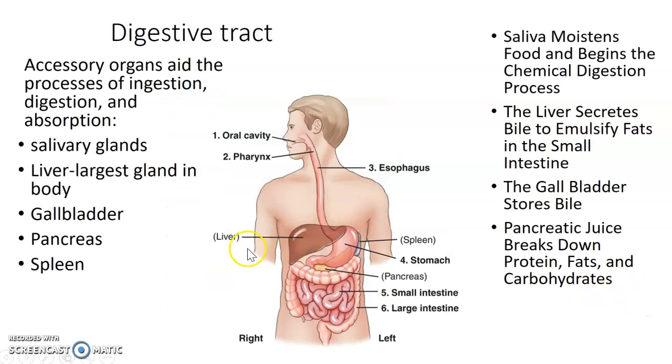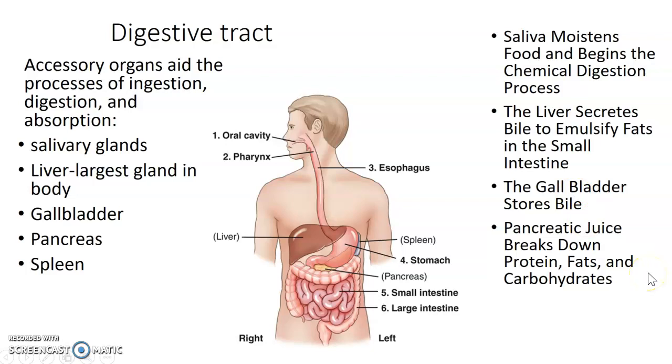Go back to digestive tract, all right? So what are your accessory organs? They aid in the process of ingestion, digestion, absorption. So glands, liver, gallbladder, pancreas, and spleen. What does your saliva do? What does the liver secrete? Gallbladder stores bile, all of that stuff. I want you to review all of that, okay?